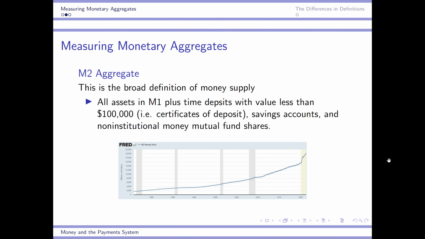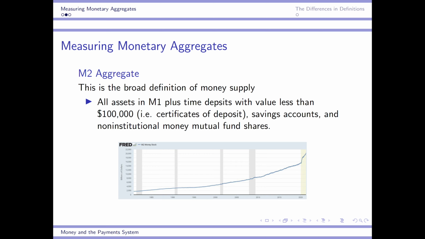Now, this contrasts with the M2 aggregate, which is a broader definition of what money supply is. The M2 aggregate has all M1 assets in it, plus time deposits with less than $100 of value. So this includes, like, CDs or small bonds. And then it also includes the money in savings accounts, which, if you don't know, differentiates from checking accounts because from a checking account you can withdraw directly with checks or debit cards, while with savings accounts you can't. And then it finally includes non-institutional money in mutual fund shares that we talked about in the very first video.